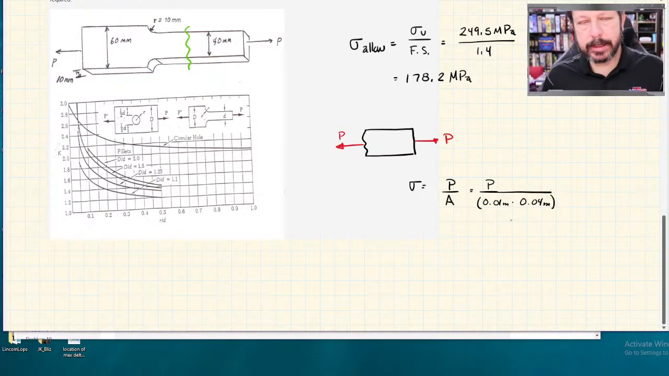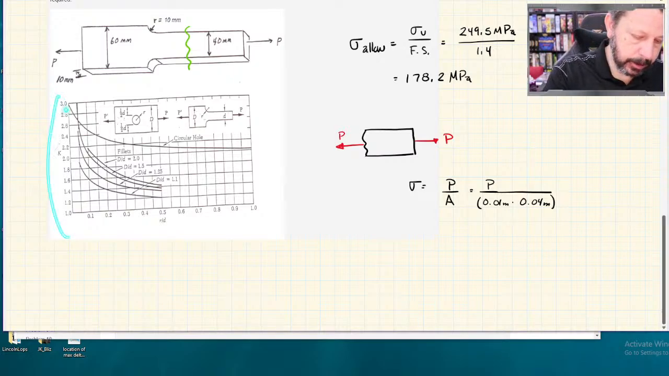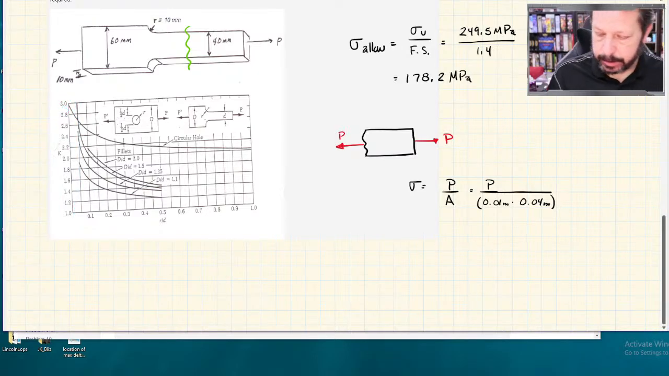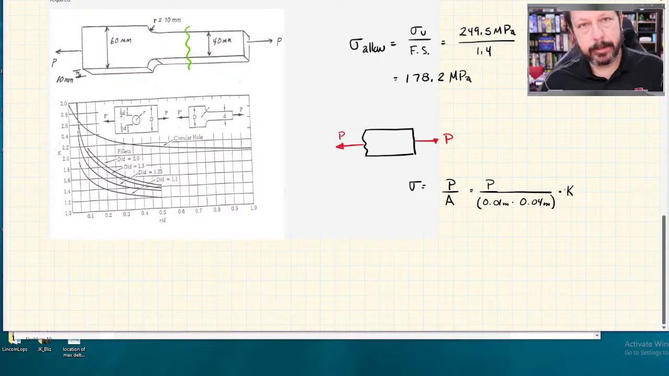Okay, so that would be the stress I would normally calculate. But I know that the closer I get to this fillet, the little radius, the more stress rising I am going to experience. So the stress is going to multiply by some number. That number is on the y-axis of the chart. It's named K. So I need to multiply this thing times that number K, the stress concentration factor.